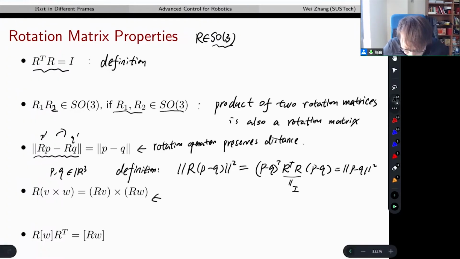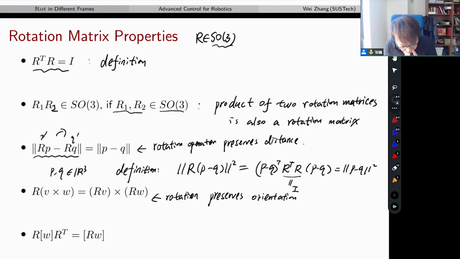This one means that rotation preserves orientation. The relative angle of two vectors after you rotate is the same, and this can be proved by just plugging in formulas algebraically, and this is also the case. I don't think there's a very insightful way to prove this, but if you plug in all these elements, you'll find it out, right?